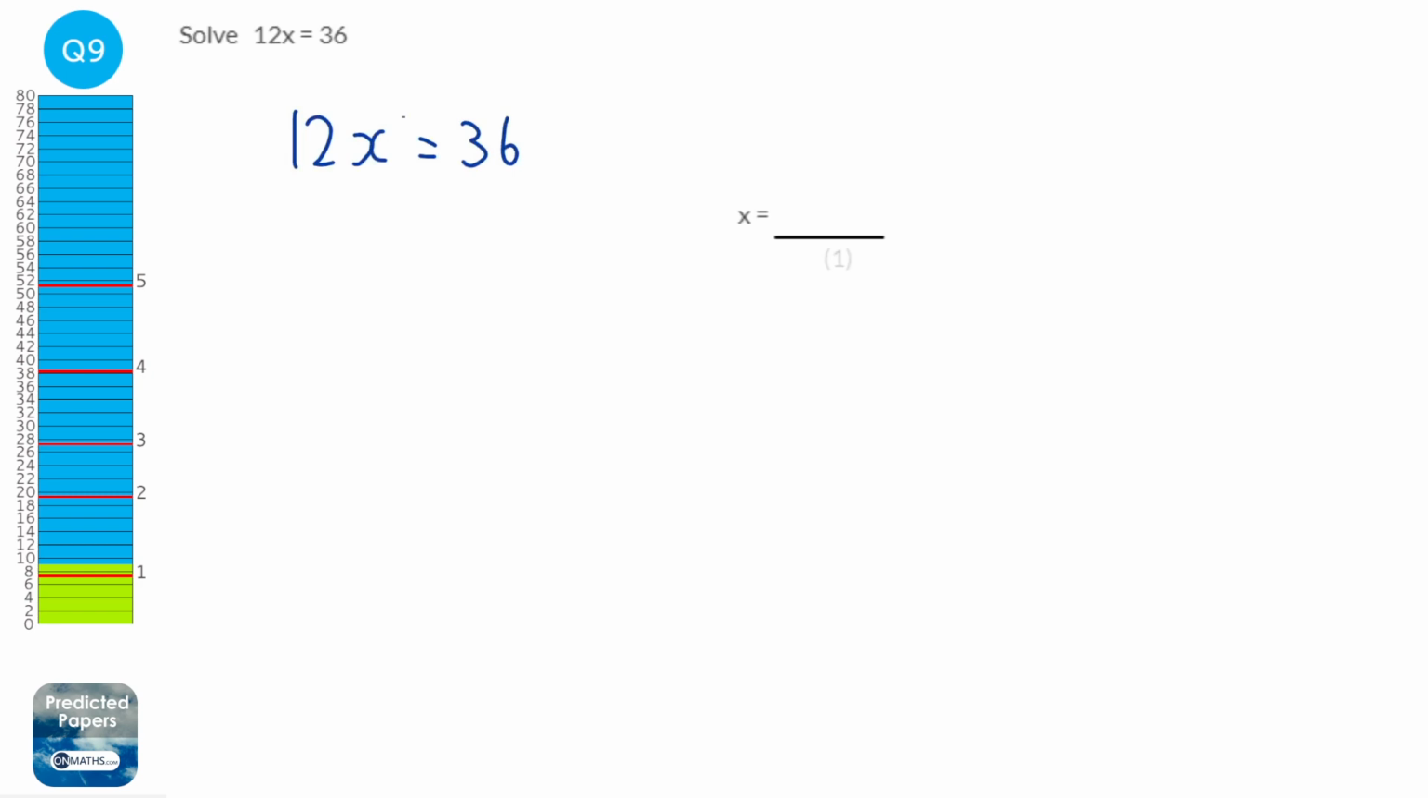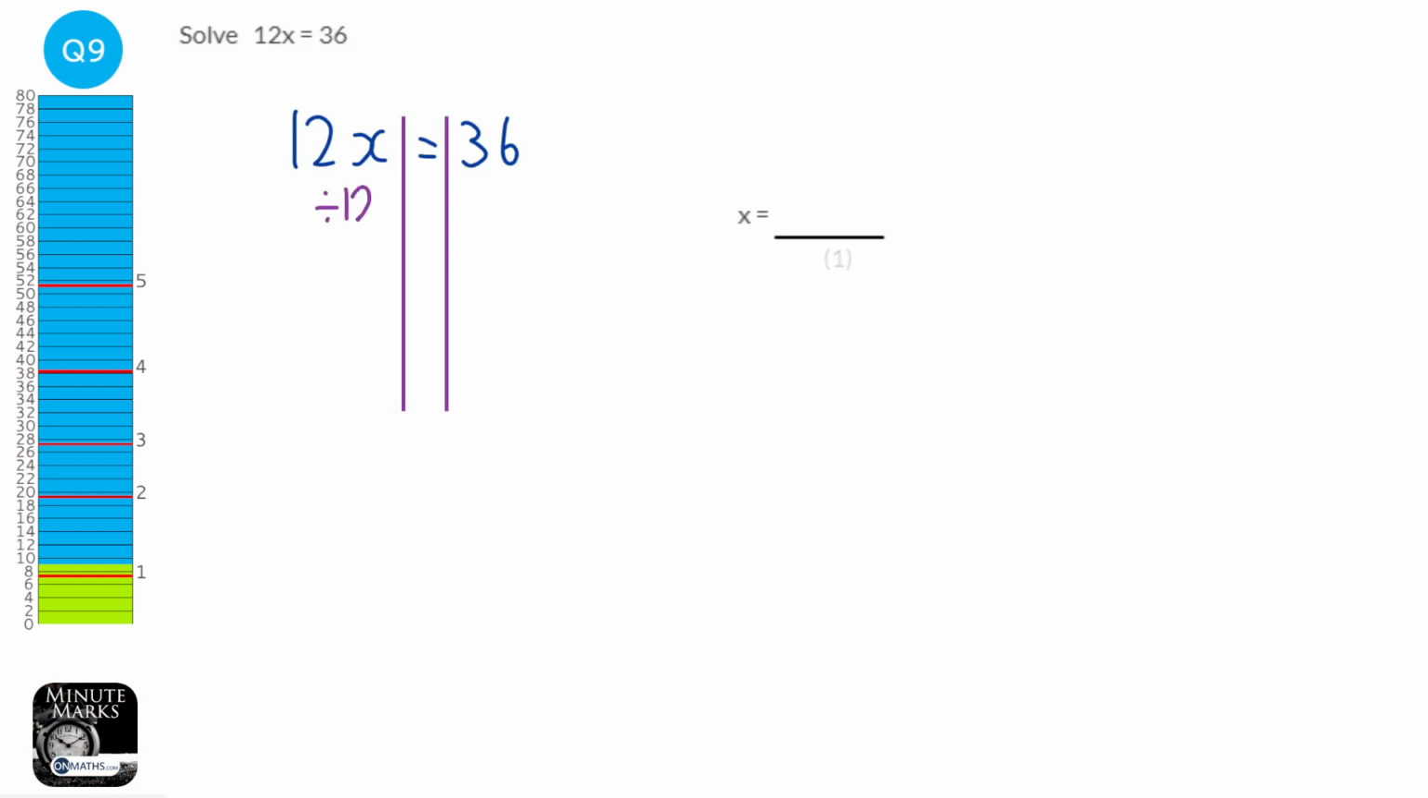And I'm going to start by putting in my solving lines, which are just lines to the left and right of the equal sign. And what we need to do is get x on its own on the left hand side. Well, what's stopping x from being on its own? We've got this 12 here. Well, what's that 12 doing to the x? Well, it's timesing it by 12. So we need to do the opposite of that to get rid of it.